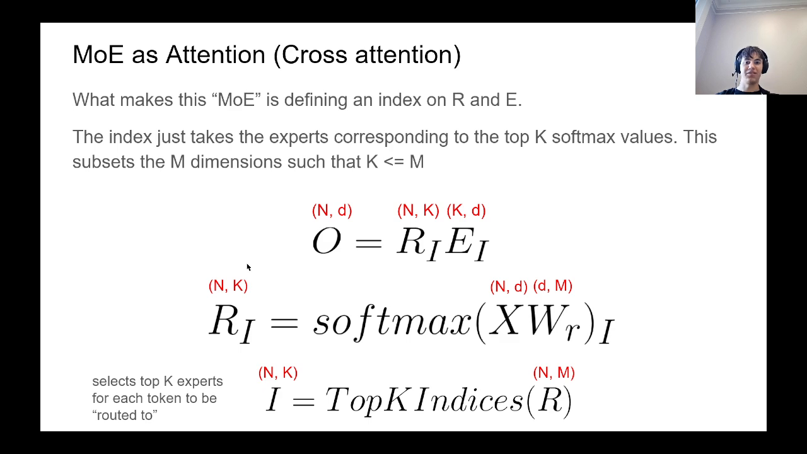Now it's not a MoE unless you add an index on it, so what we're going to do is define an index, where the index is here. First, we do this projection, which is just this. This is our router projection, and we're going to index it.